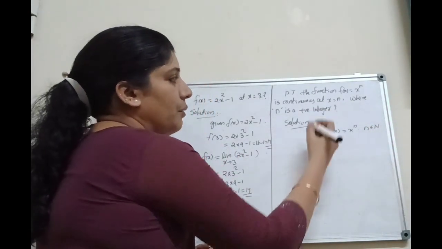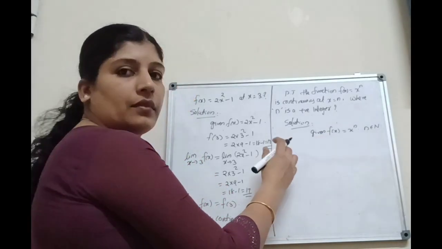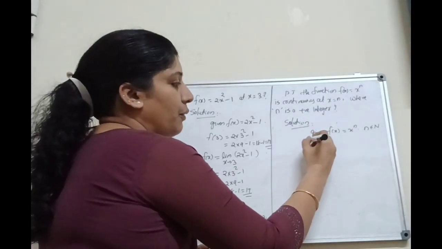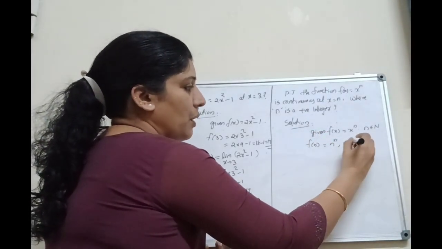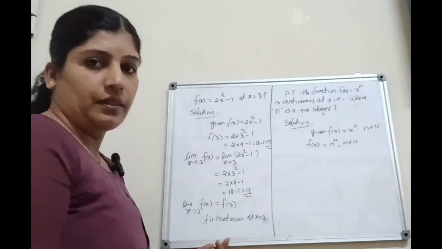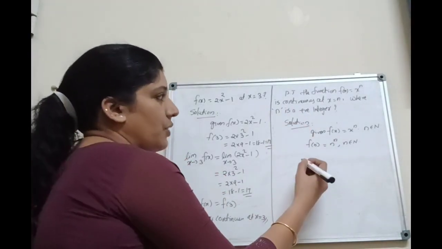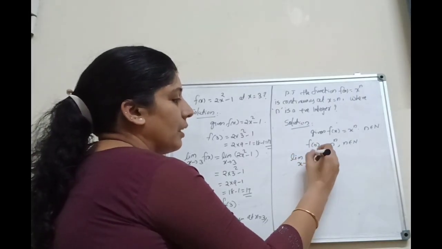Then, next, to show f of x is continuous at x equal to n, we have to find f of n. f of n equals n raised to n, where n belongs to capital N. That is, n being a positive integer means n belongs to the natural number system. Next we consider the limit as x tends to n of f of x.